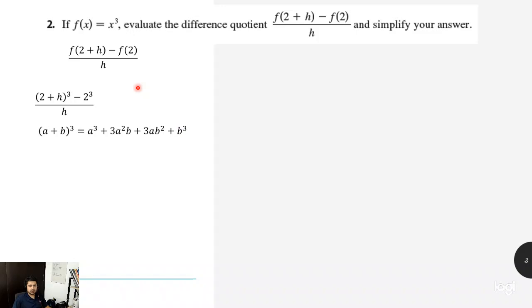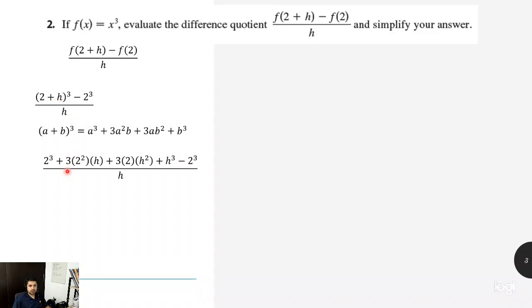So we use this kind of expression that applies when we have a binomial with a plus sign elevated to 3. You can also arrive at this answer by multiplying (a plus b) times (a plus b) times (a plus b). You will end up with exactly the same expression. So we just use this one. What is a in this one? It is 2, so 2 elevated to 3. In this case, b is exactly h.